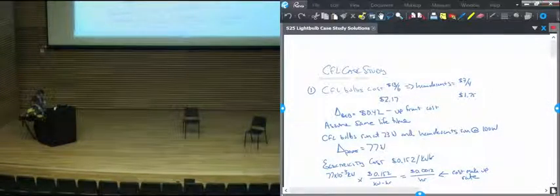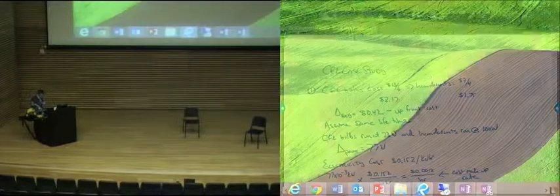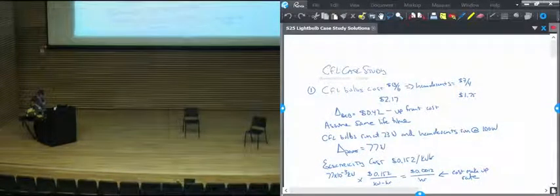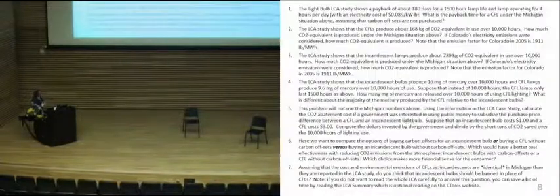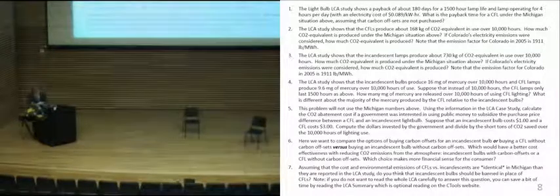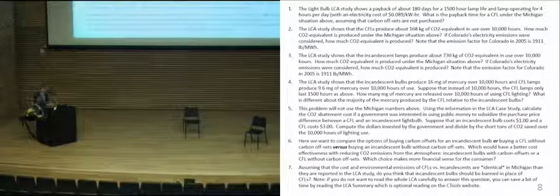Okay, so let's see how far you got. Question 1's asking about payback. So the question is, what is the payback time for a CFL under the Michigan scenario? Somebody who answered group 1, just talk us through it conceptually. I've got numbers here. I think they're right. They may not be right. I don't really care about the numbers. I just want you to know how to do it. So how would you compute payback time here?